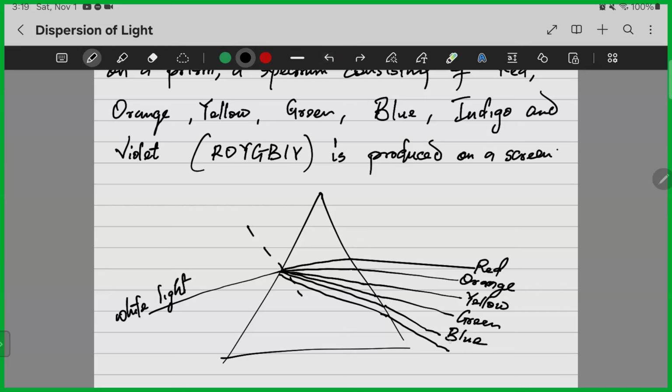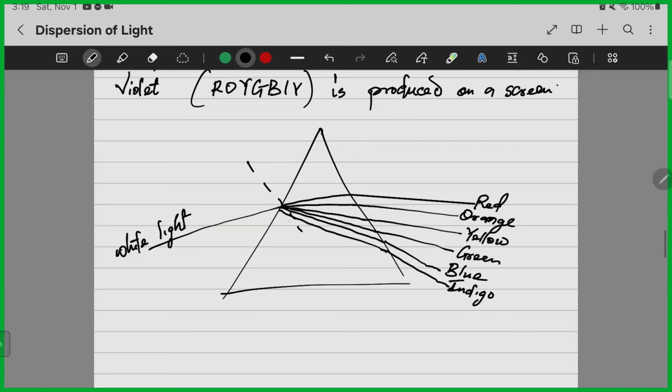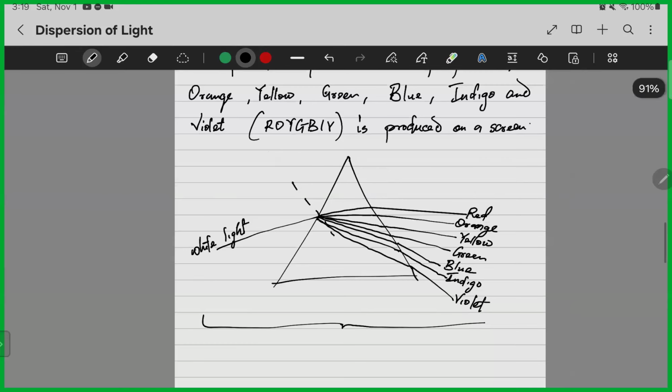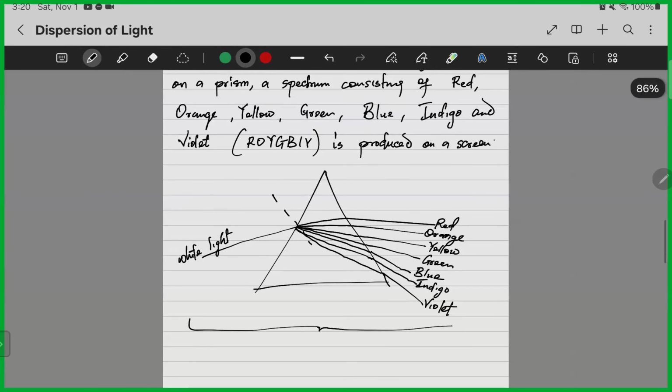So from that one, another one emerges, and this time around it's indigo. From that same white light, another one emerges and bends again. That's the final violet. So the idea is that just from white light, you have all of this produced, and this is called the spectrum of white light.